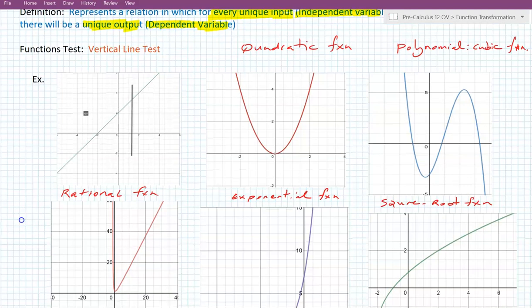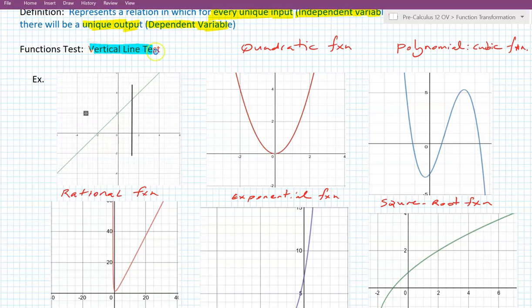I have given you a graph of them, not the equation, just the graph. Some of them are things you're familiar with. The top three you should be familiar with. This is a line, and the way you test a relation to make sure it's a function or not is called the vertical line test.